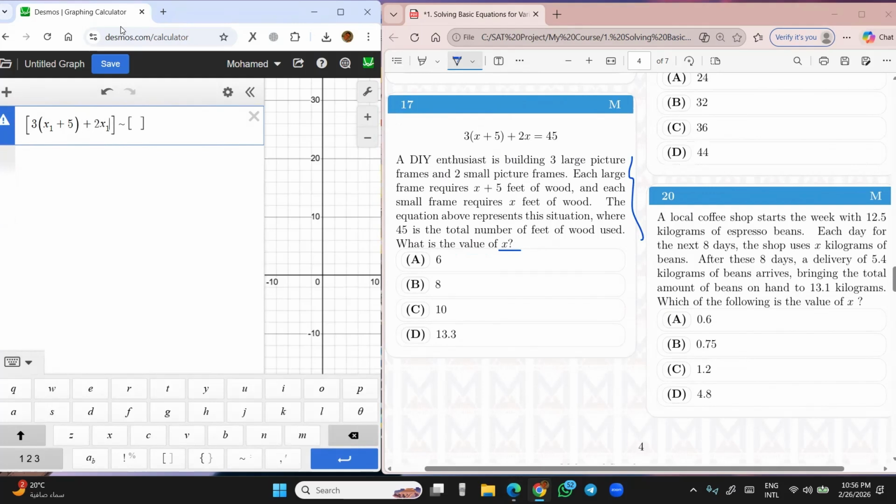Plus 2x1, everything before the equal sign should be written in the left, and 45 in the right. And then you get the value of x, which is equal to 6, letter A. That's how to use Desmos to save time.